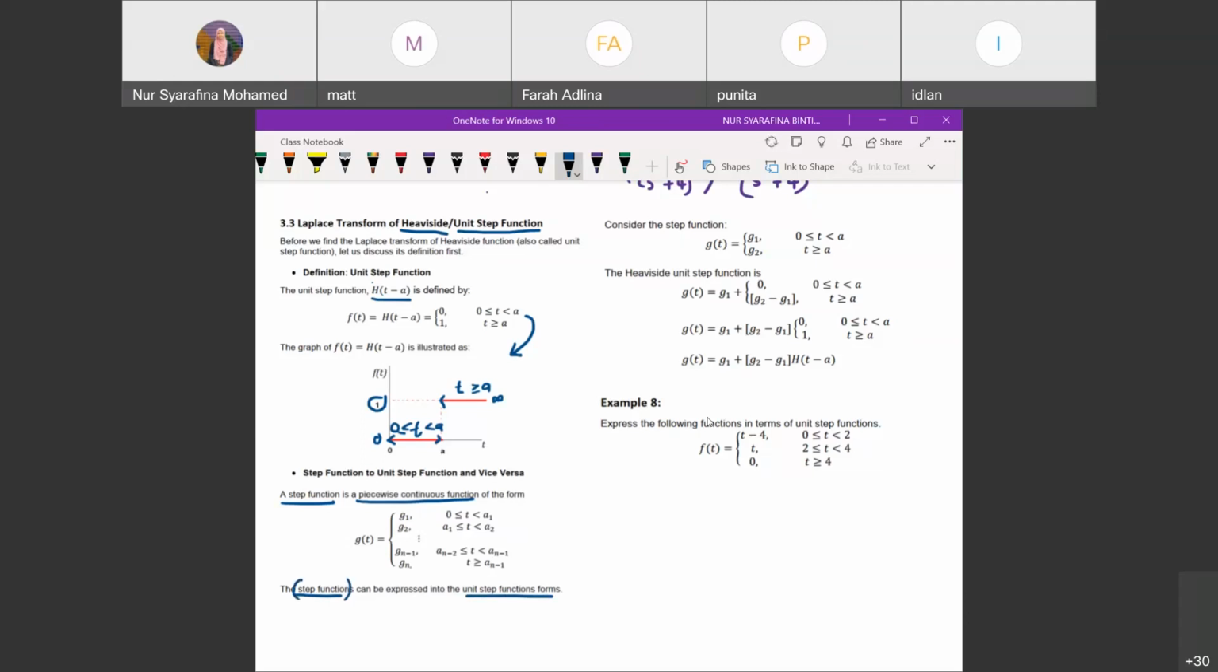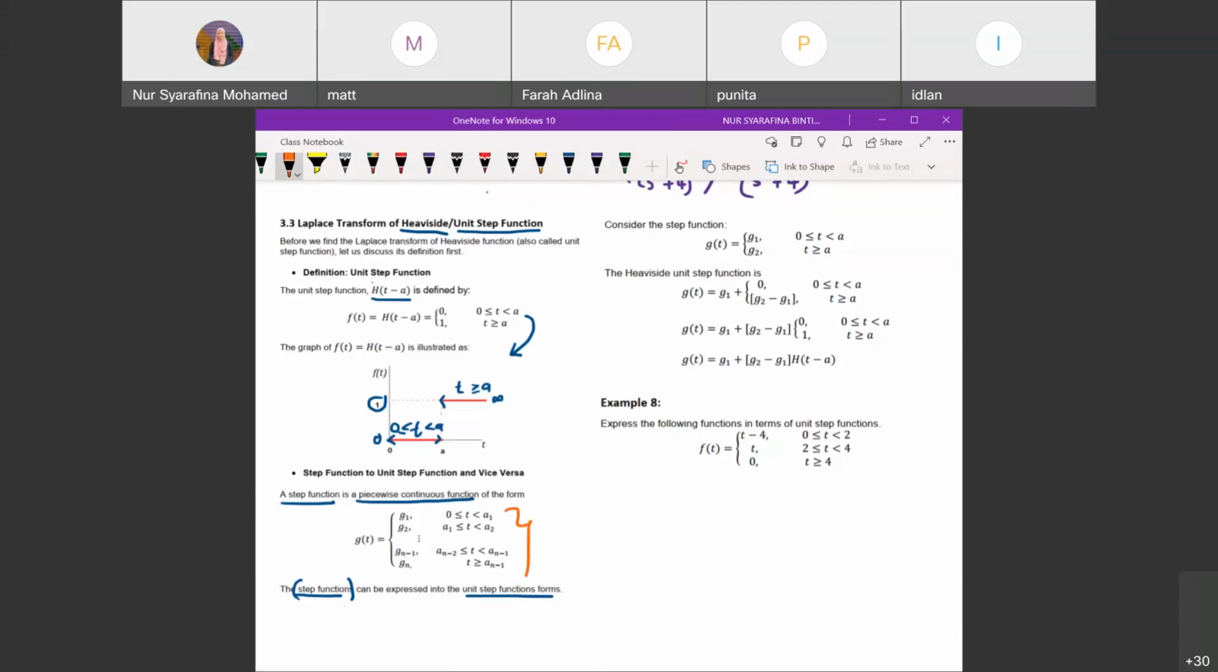This step function can be expressed as a unit step function. So why do we express it as a unit step function? Because we want to transform. So how can we transform? Let's wait for that. Now, how can we convert from the step function to the unit step function, or from the unit step function to the step function? Understand or not? Clear or not? Anyone has a question?